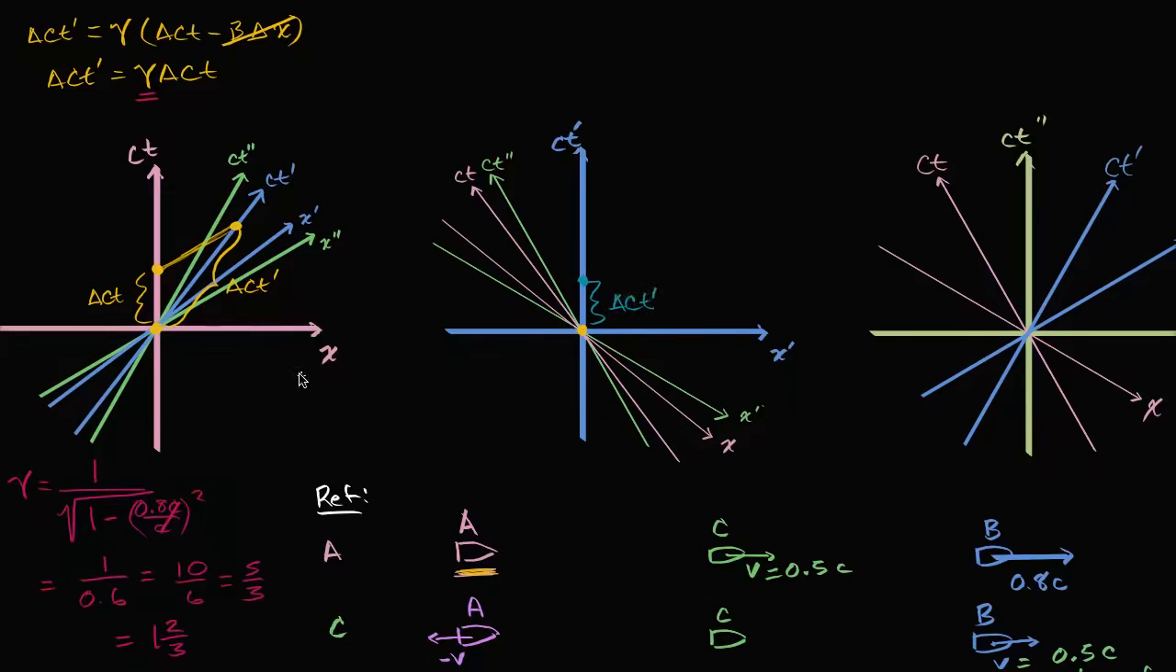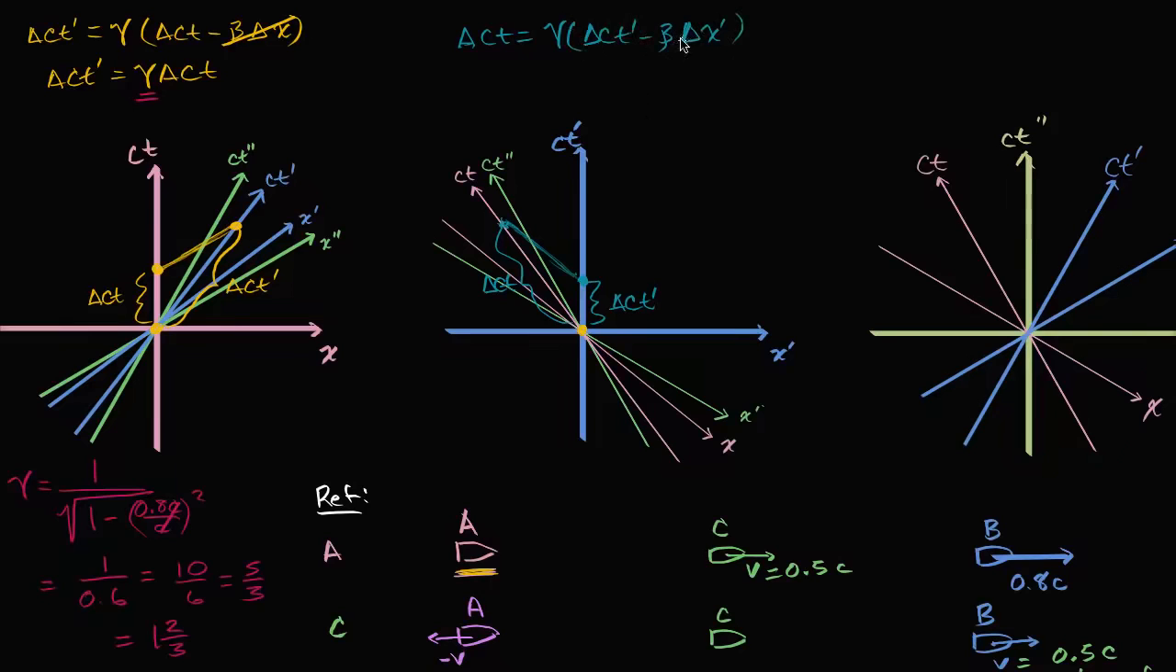But what is going to be our change in CT? Well, to think about it, we could go parallel to the x-axis right over there. So you go parallel to the x-axis, and you get right over there. And so our change in CT looks like it's more. And once again, we can algebraically verify it by really doing the same thing. Our change in CT is going to be equal to gamma times our change in CT prime minus beta times delta x prime.